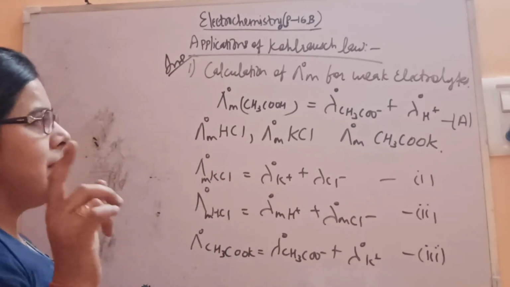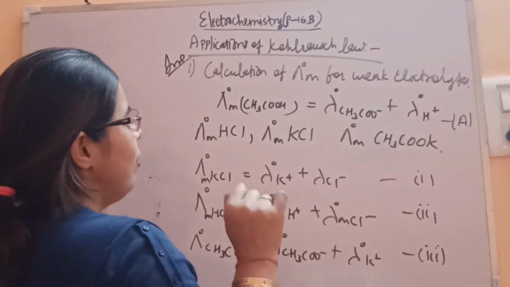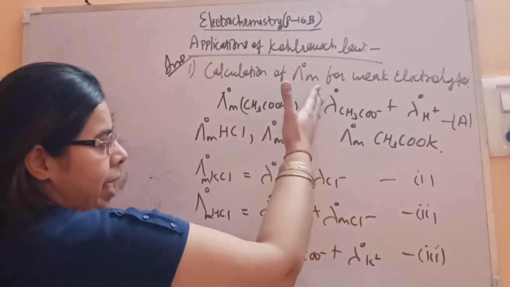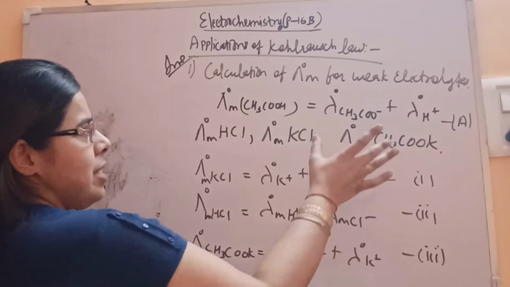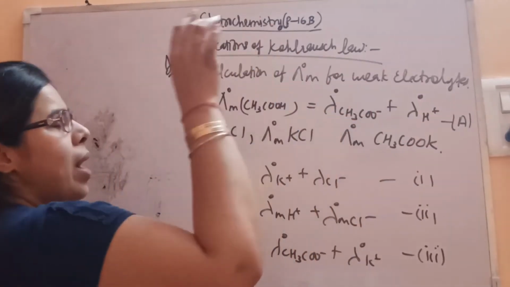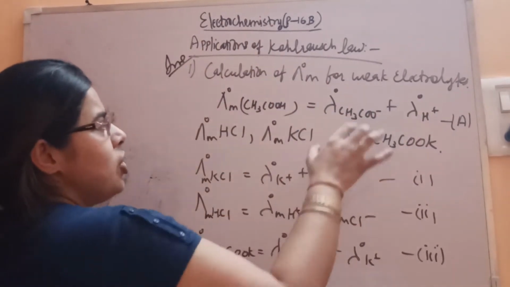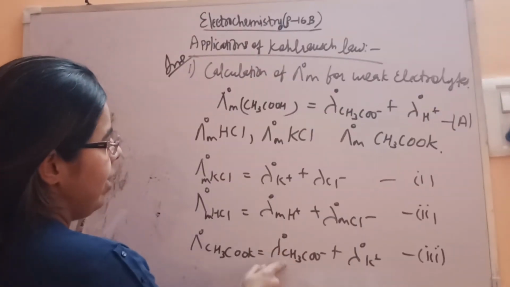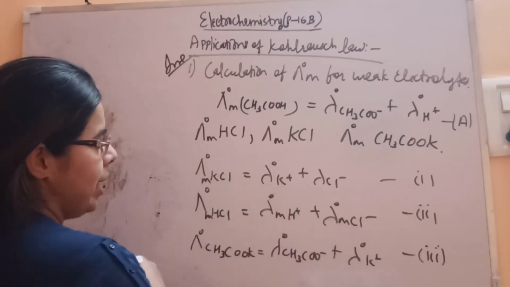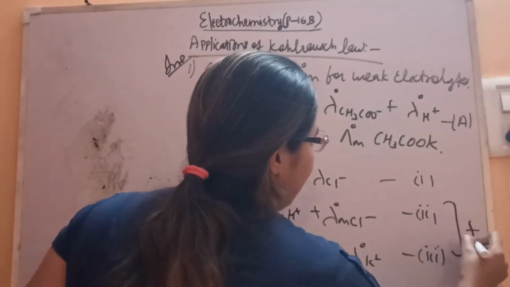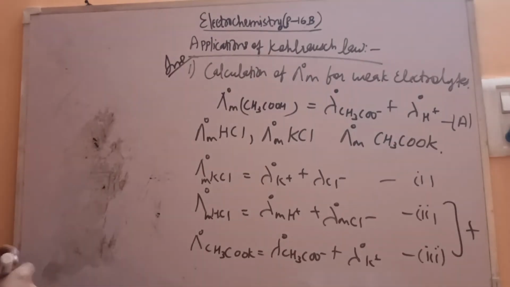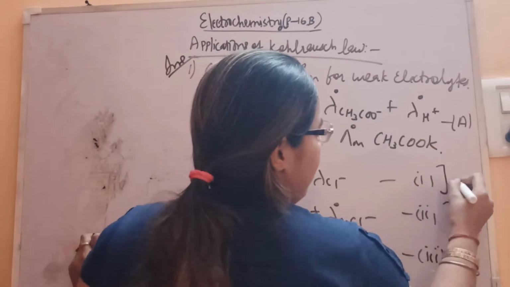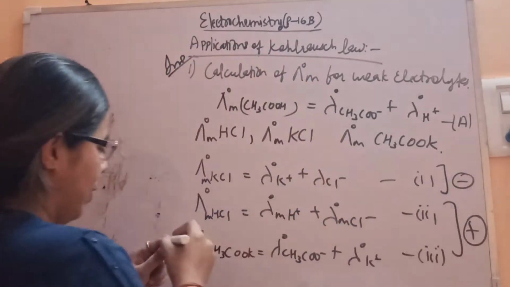Just keep this in your mind: whatever ions have to be retained, keep those equations. See here, this is required and this is required. It means you have to add those equations in which these two ions are present. So the second and third have to be added, and whatever is not required, this one, will be subtracted. So these two will be added because they are required here.